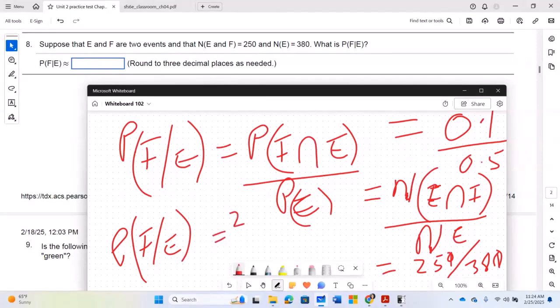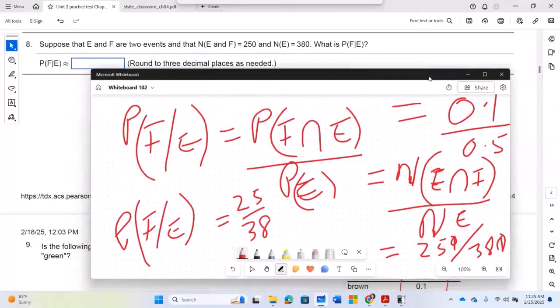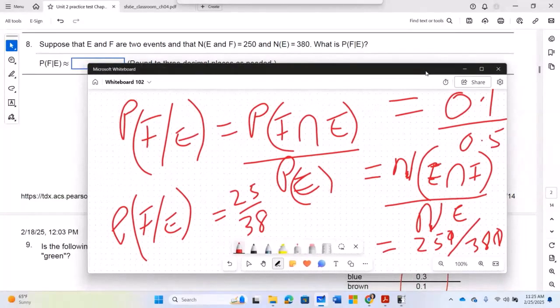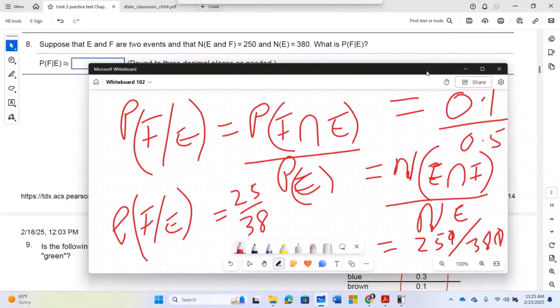If I'm told to leave my answer in fraction, I can. If I'm told to write my answer in decimal, I can write in decimal. And if I'm told to write it in percent, I can write in percent. So it's not a big deal. The only problem is that some people don't know when it is conditional. It has already been said several times: when it is conditional, then there is a slash.